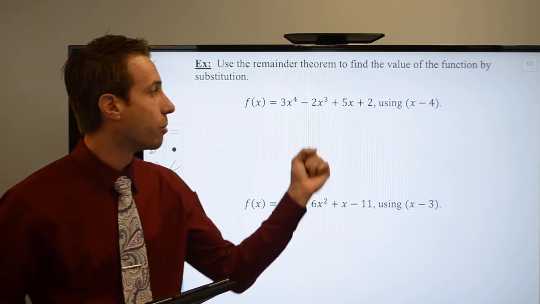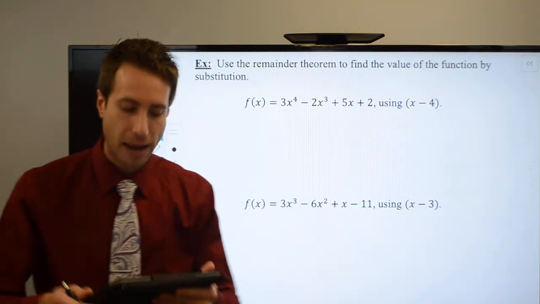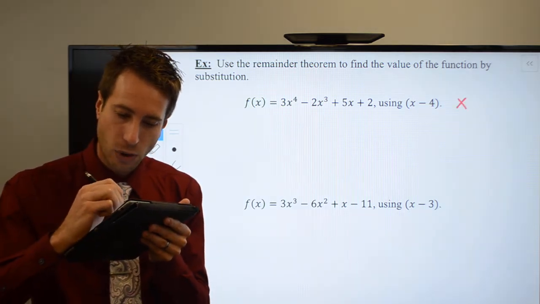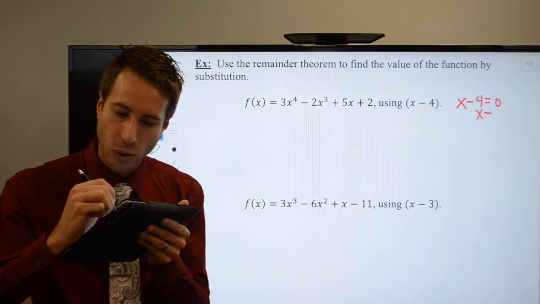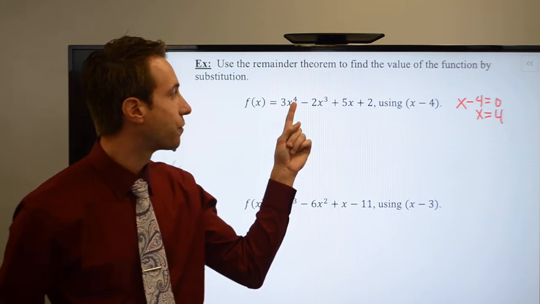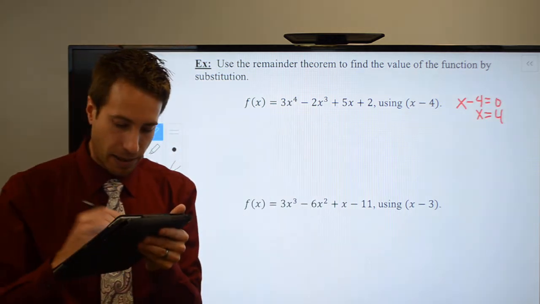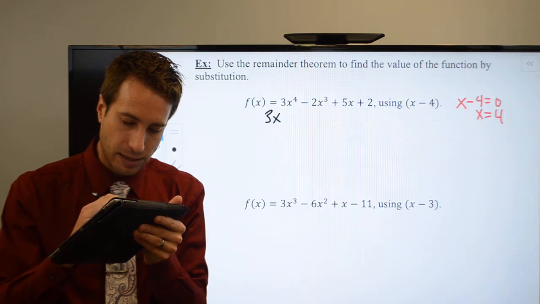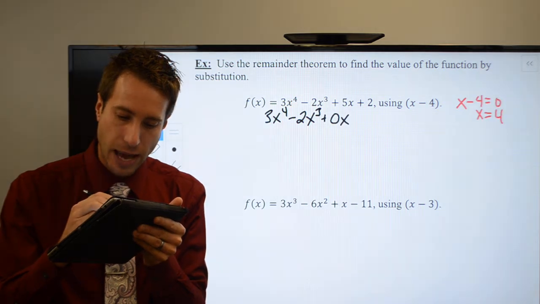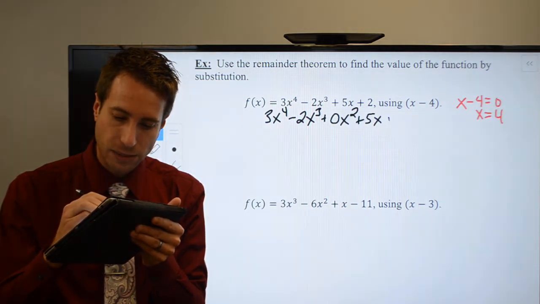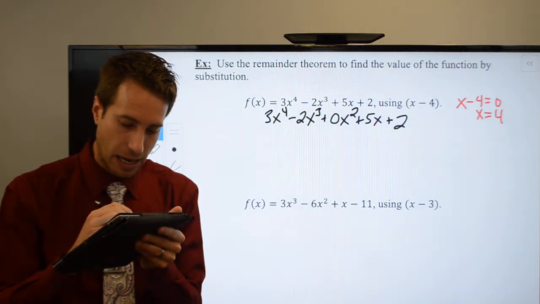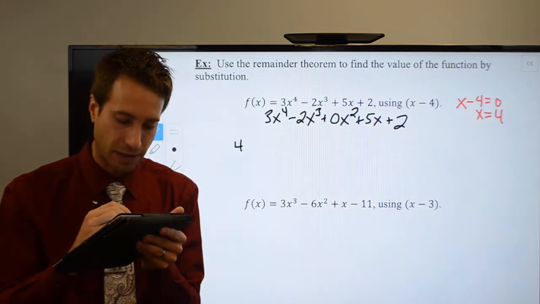I have given you a polynomial, and I have asked you to use x minus 4. Remember, to set up synthetic substitution, you have to set x minus 4 equal to 0 and solve. So I'm going to do my synthetic division with a positive 4. Check to make sure you don't need any placeholders. I am missing somebody, so I'm going to have 3x to the 4th minus 2x cubed plus 0x squared plus 5x plus 2. I need that placeholder for that missing power of x, and now I'm all set to set up my synthetic substitution, or my synthetic division.